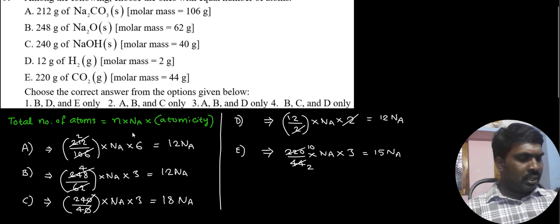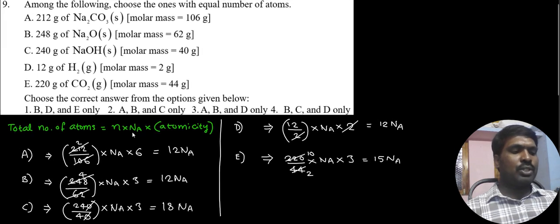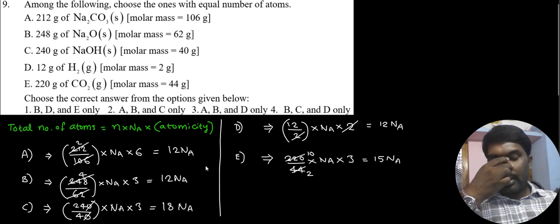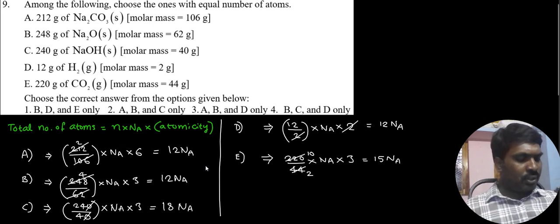First one, 212 grams of sodium carbonate. Here mole is 212 by its gram molecular weight 106, into Avogadro number into, in sodium carbonate how many atoms are there? 6 atoms. So then 12 Na. Now moving to compound B, 248 grams of Na2O. Na2O gram molecular weight is 62. So 248 by 62 into Avogadro number into how many atoms in Na2O? 3 atoms. So 12 Na.